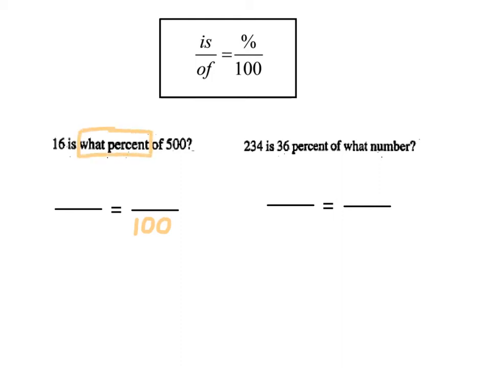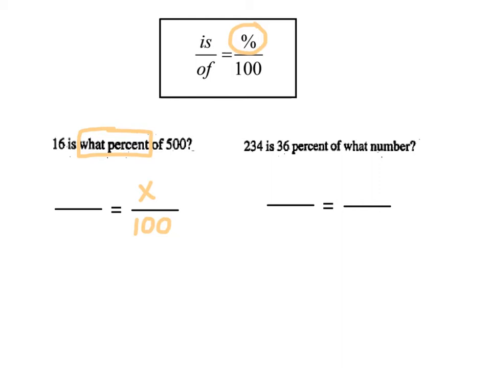No, because here in the middle it says what percent. That doesn't mean that we know the percent. It means that's what we're looking for. So we're going to put the x over 100 because, see, the percent goes over 100 all the time. The other part, though, is we need to figure out what this fraction is.